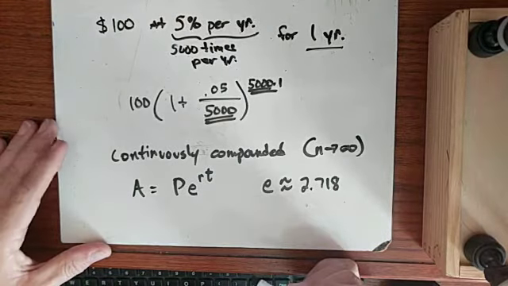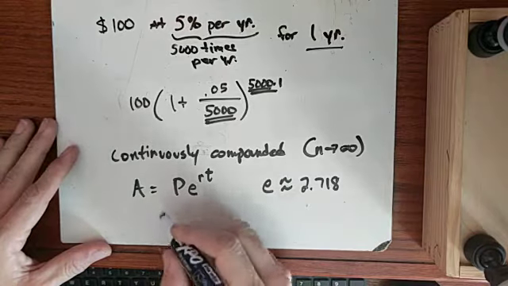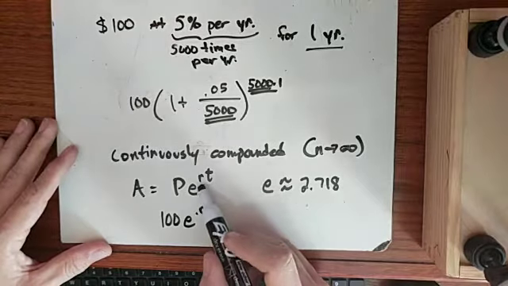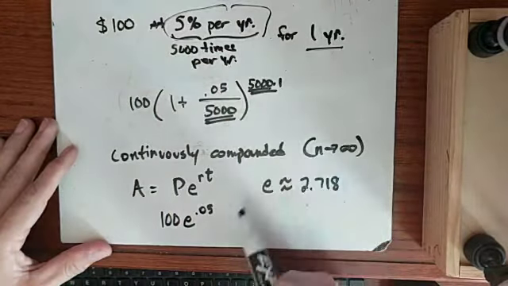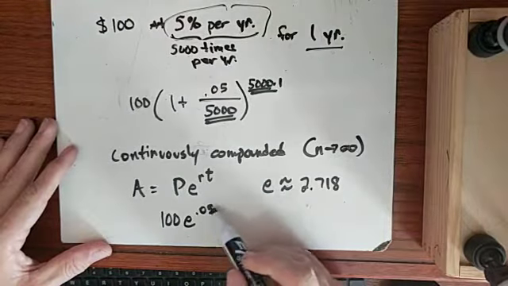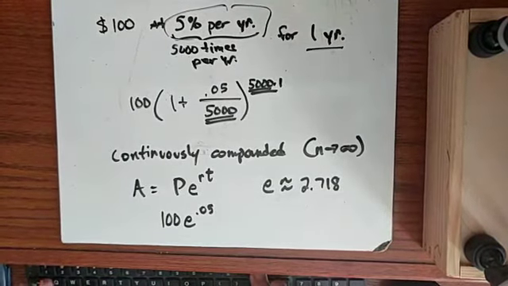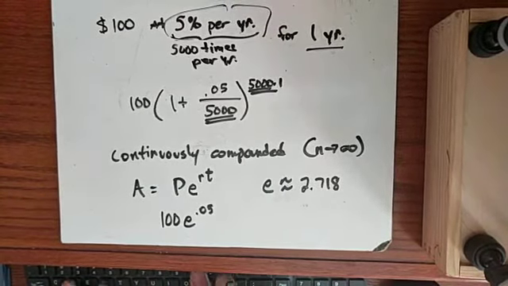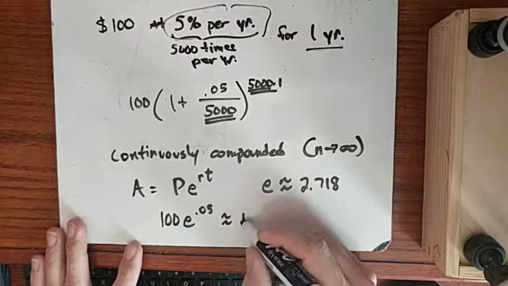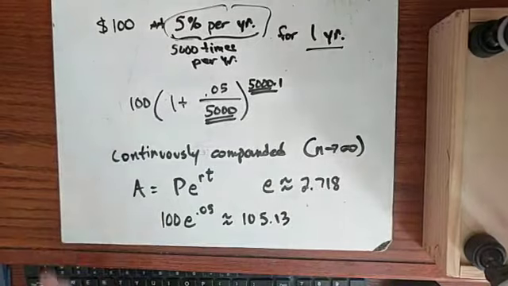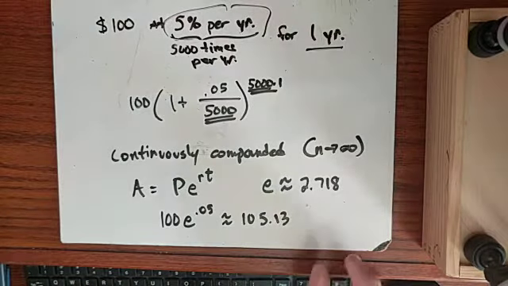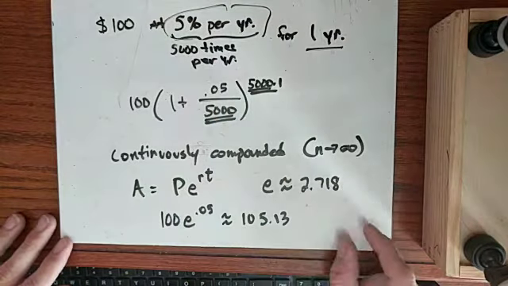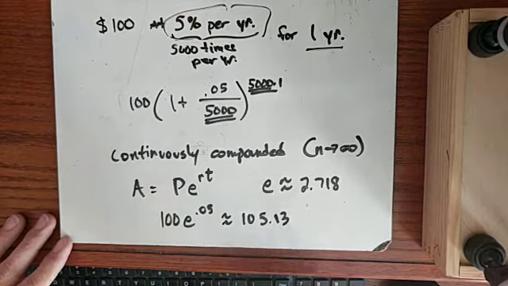So if we did this for $100 and we did e to the 0.05, why 0.05? Because that was our interest rate. And where's the 1? Well, anything times 1 is itself, right? So it turns out that if you do 100 times e raised to the 0.05, you get $105.13. So it's a super small decimal amount more than the 5,000 times per year was, but when you round off to dollars and cents, it's the same thing.